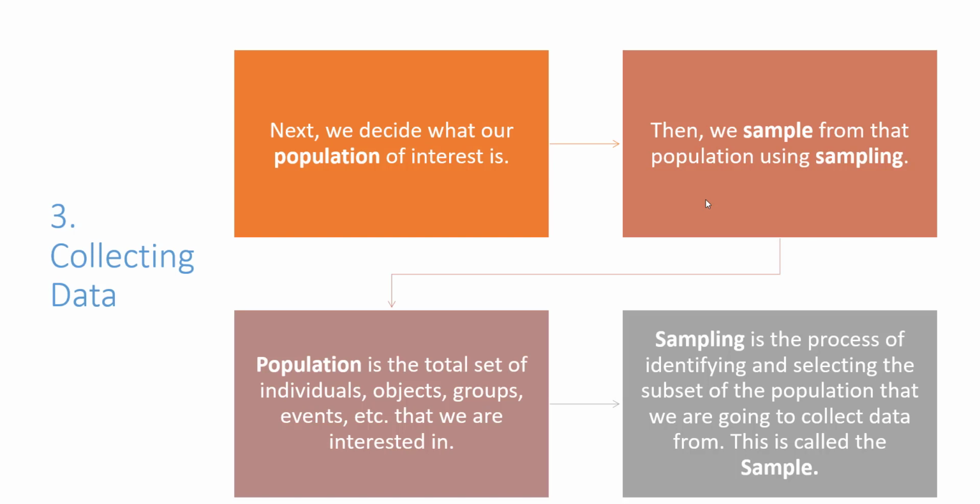And so the population then is this total set of individuals, objects, groups, events, etc. that we're interested in, whereas sampling is the process of identifying and selecting whatever subset of that population we are actually going to get data from. And this smaller subset is what we call the sample.